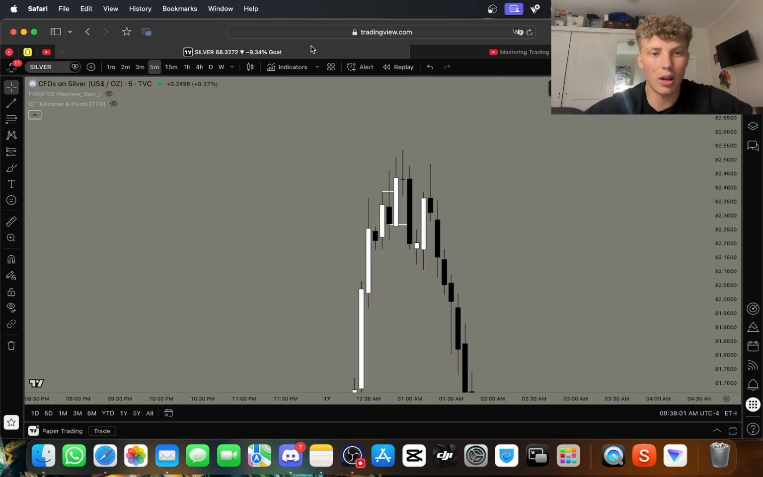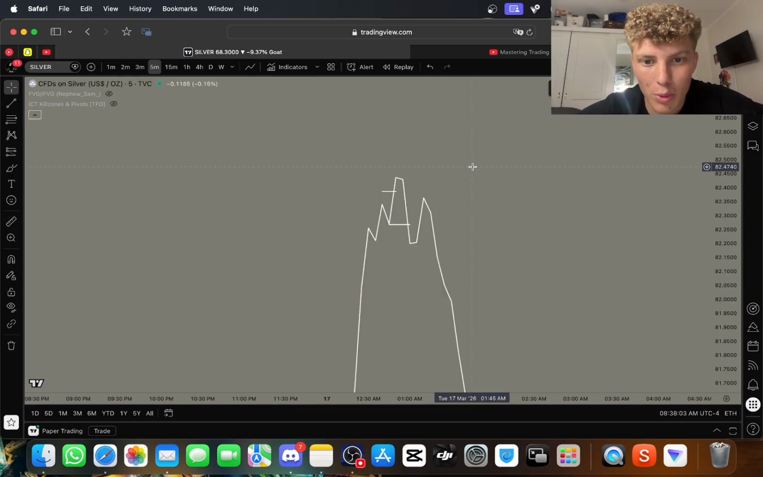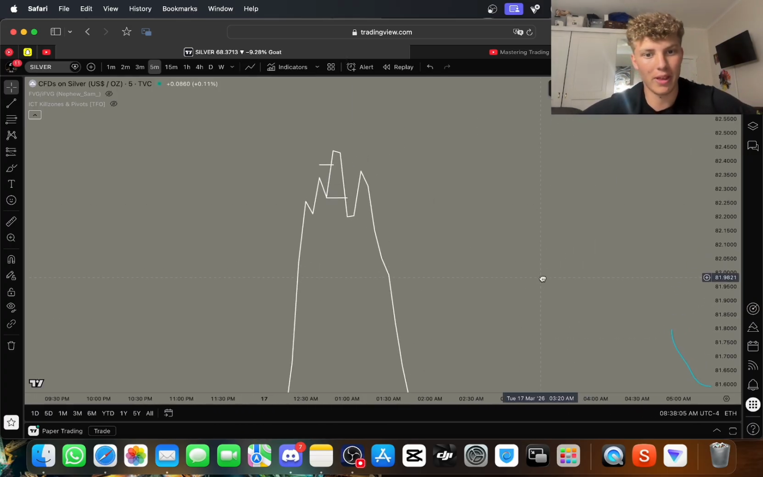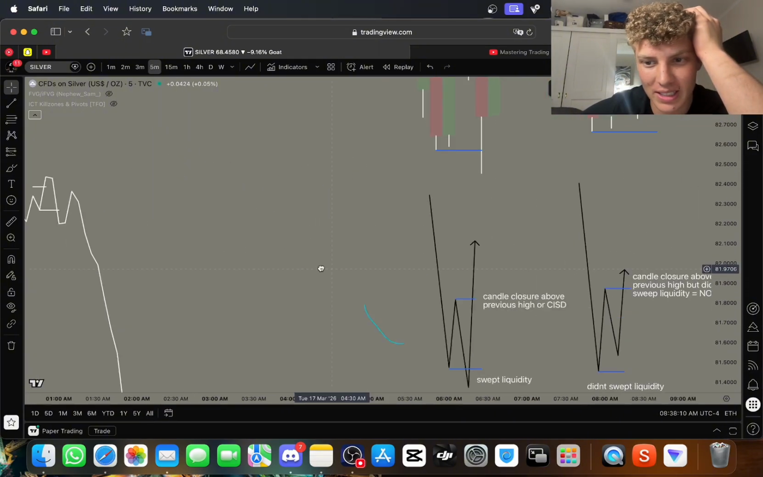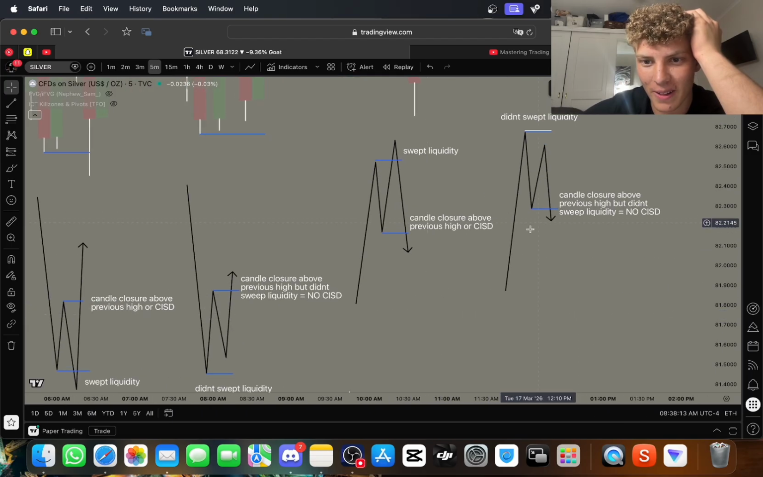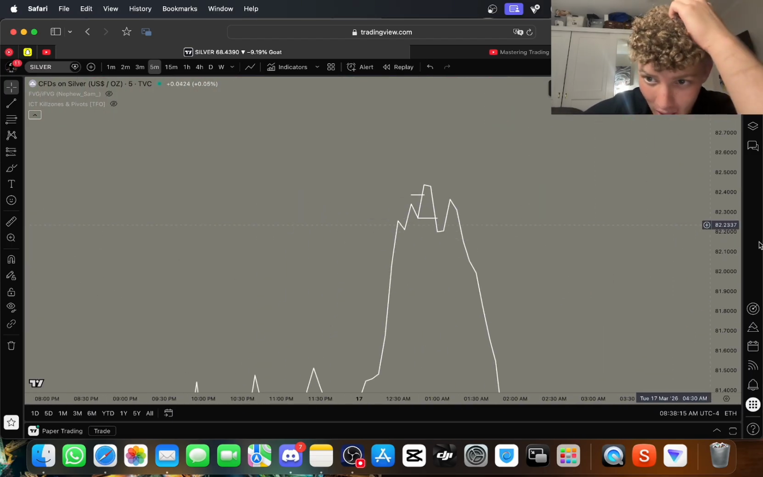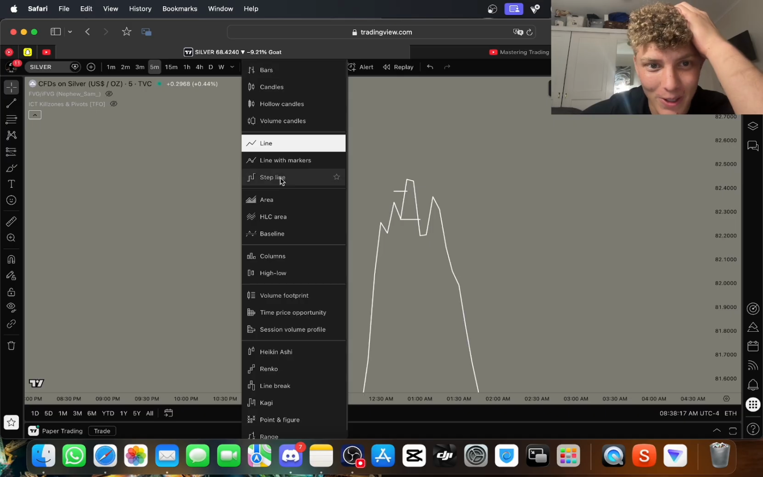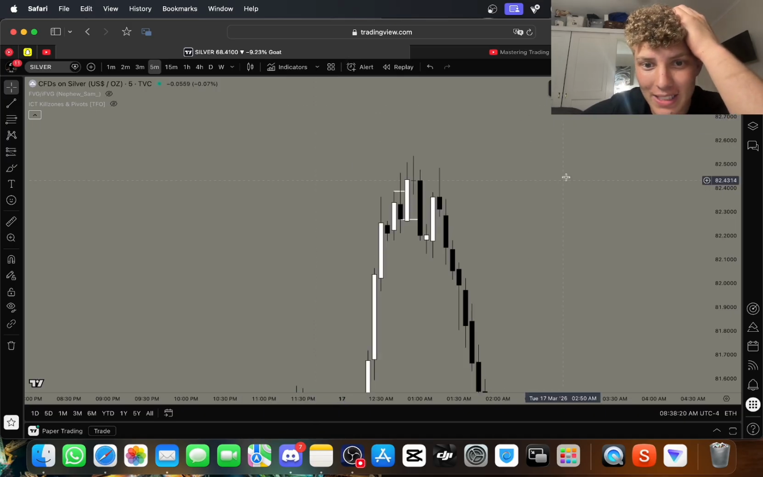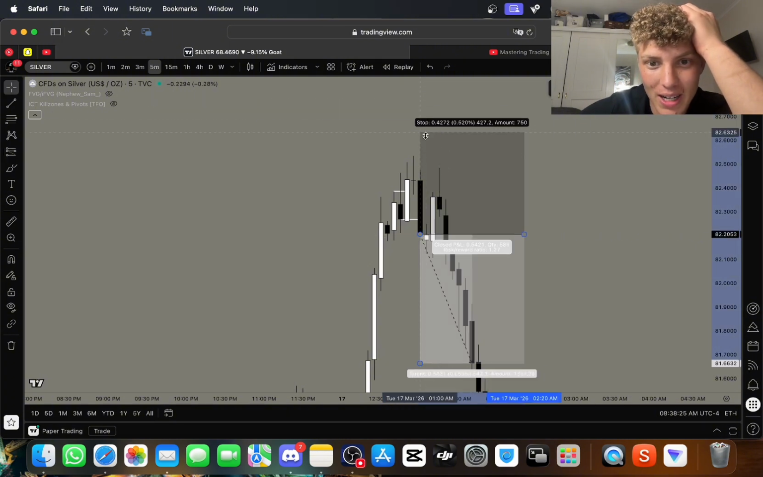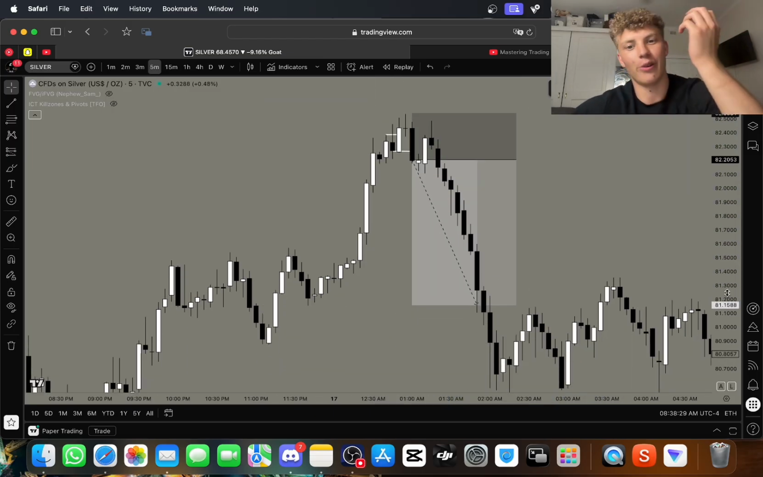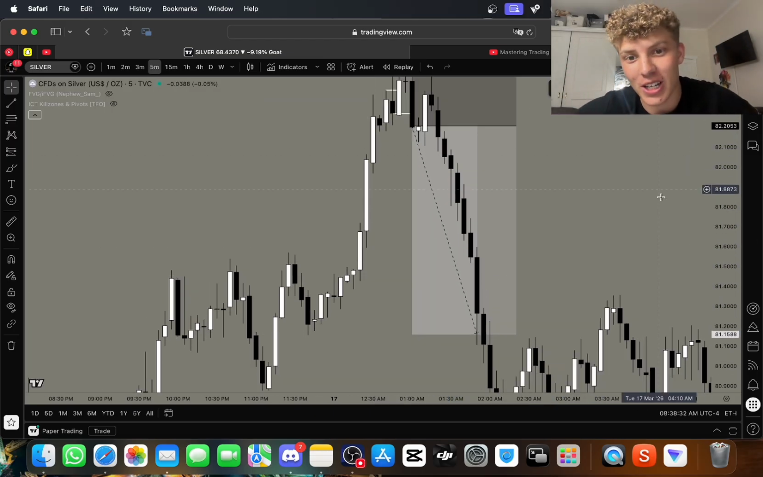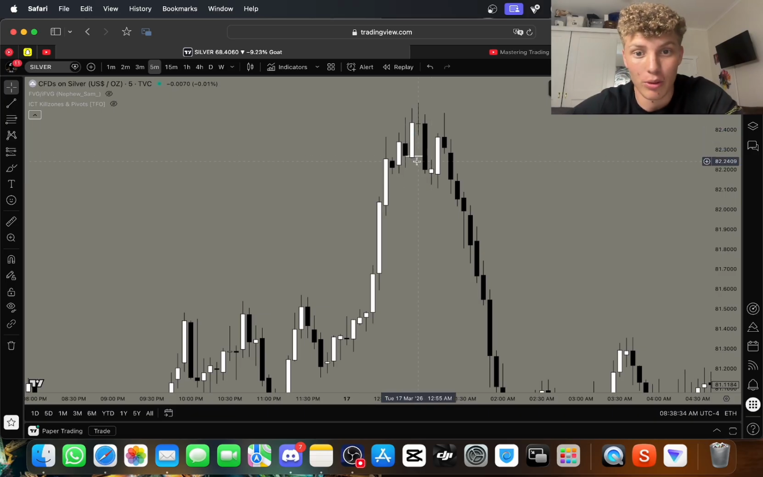So let's put on the line chart and see if that makes a bit more sense. That's actually brilliant, the line chart. Holy shit, I didn't realize how good it is. It looks exactly like my example over here. Perfect example. So we get a candle closure right here to show that we want to go bearish. So say you took this trade, you'd have your stops up here, targeting some sort of target. Sort of proof of the concept that it actually works.